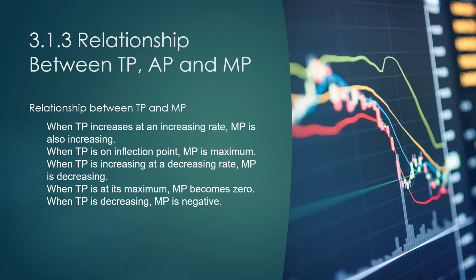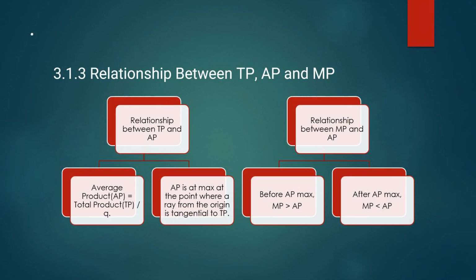Here is the relationship between TP, AP, and MP. You have to see this. Previously, we have discussed this. Now, the relationship between TP and AP. This chart shows their relationship, that means total product and average product. Average product is equal to total product divided by quantity. Average product is at maximum at the point where a ray from the origin is tangential to TP.